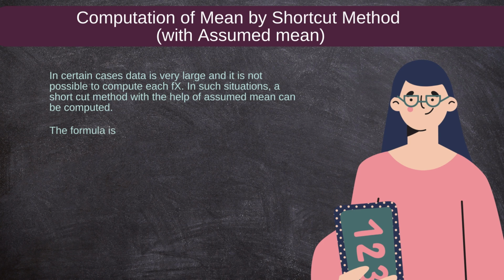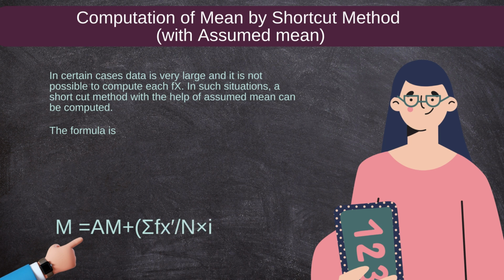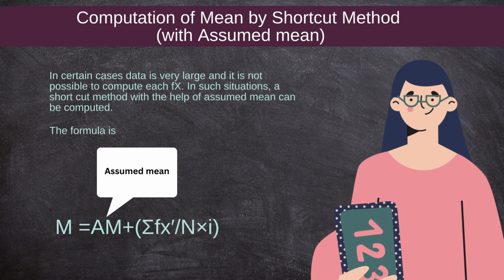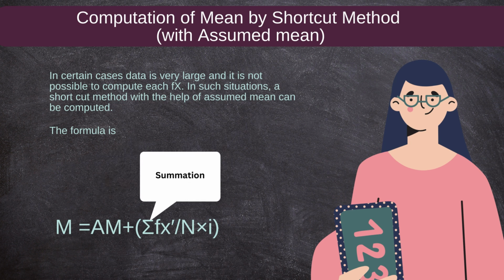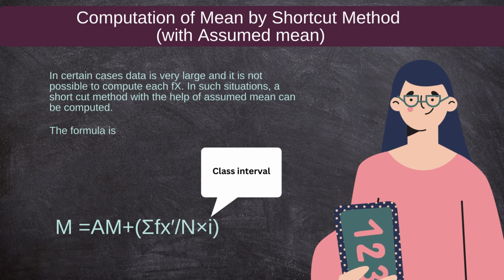The formula is, you can see on the screen, M is equal to AM, which is assumed mean, plus within bracket summation f x bar divided by n, times i. Let me discuss all of the symbols we have used in this formula. AM stands for assumed mean, whereas the summation symbol is for summation only. Small i is the class interval.